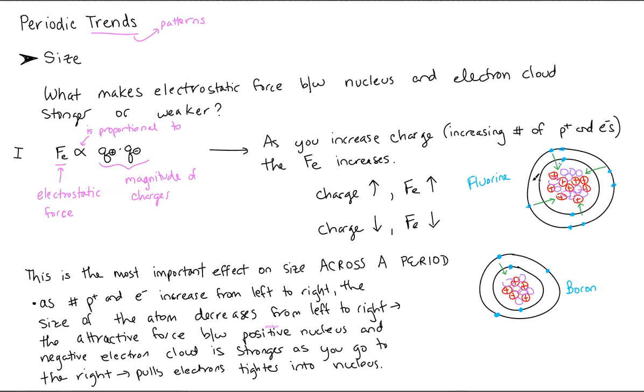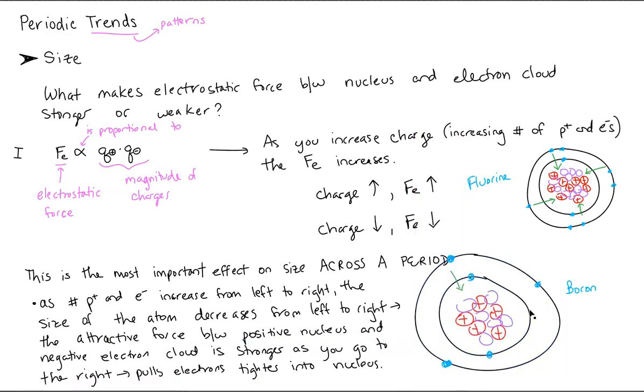The more electrons we have, the tighter they get pulled into the nucleus, the smaller the atom gets. Okay, and so really this was a terrible picture that I drew because really this just needs to be bigger. Let me just do it so that we can see that boron is bigger than fluorine because fluorine's electrons get pulled in tighter to the nucleus. Take a minute to write this down, make sure that you are clear on what the effect is here, and then we're going to look at one more effect.